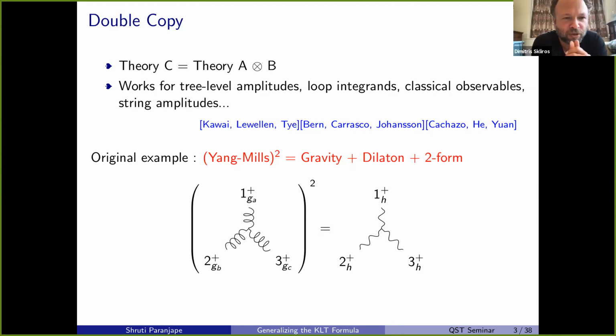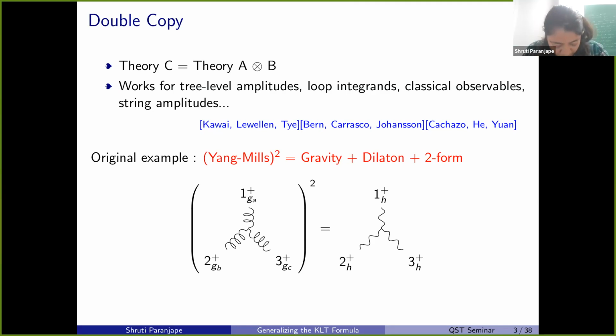Actually, what I meant was if you replace theory B by a new theory that has ghosts, will it show up as ghosts in theory C, or will something else, some other inconsistency, show up instead? Or maybe there will just be no double copy in that case, or I don't know.